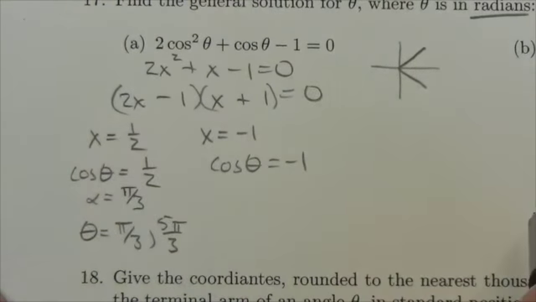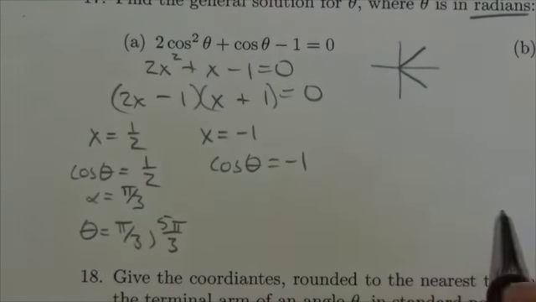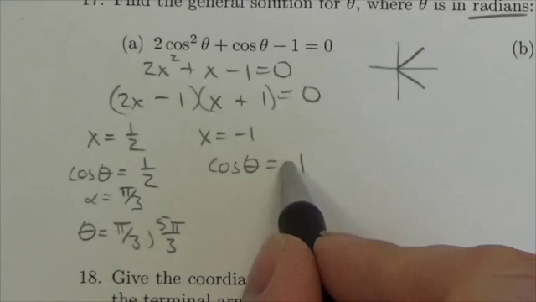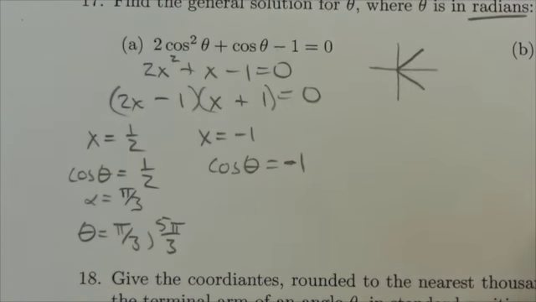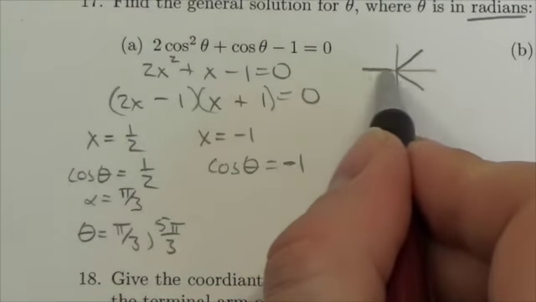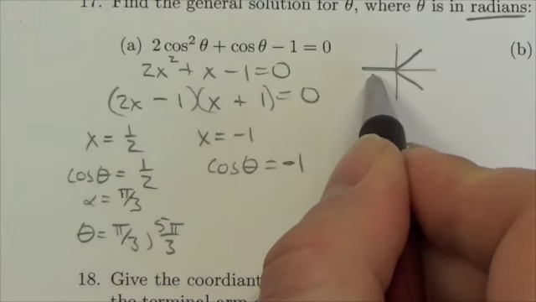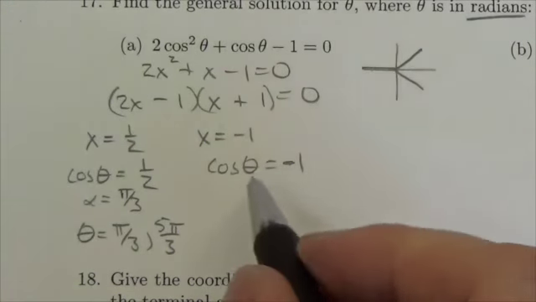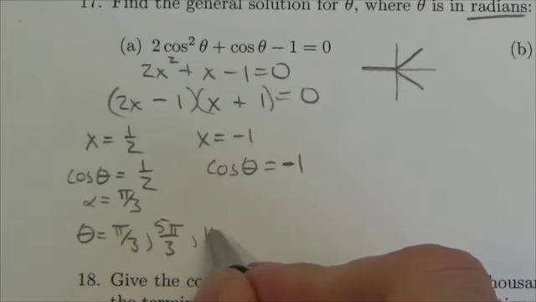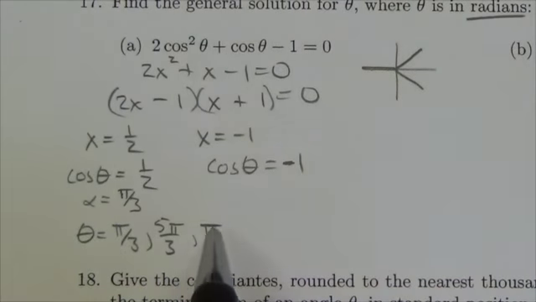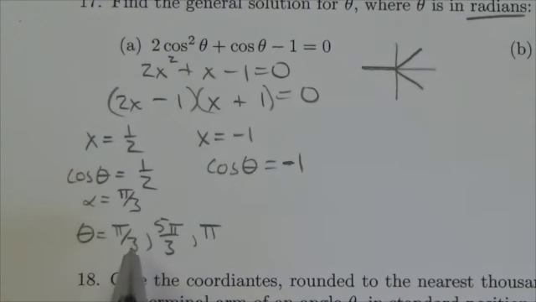Then I look at this, cosine of theta is equal to negative 1. Now cosine fluctuates between negative 1 and 1. So this is kind of an extreme value for cosine. Cosine is related to the x-coordinate. Well, where does cosine go to negative 1? And the answer is out here on the negative x-axis. And so the answer for that is going to be pi. So cosine of 1/2 gets us pi over 3, 5 pi over 3. Cosine equaling negative 1 gets us pi.